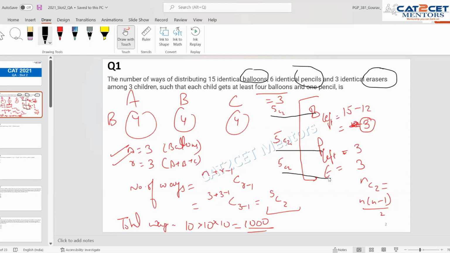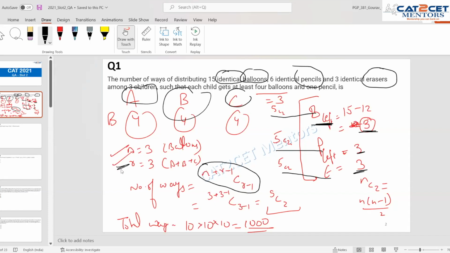So I'm giving a summary of what we have done in this question. Not just for this, but for all these types of questions, we know that for identical items distribution, as in this question where the items are identical, we use this formula where we found the effective left out items to be distributed. Here in case of balloon it is 3, in case of pencil it is 3, and in case of eraser it is 3. We found the number of people among whom we need to distribute these items, and that is also 3 here. After that we just put the values in the formula, n plus r minus 1 C r minus 1, and the answer comes out to be 1000.